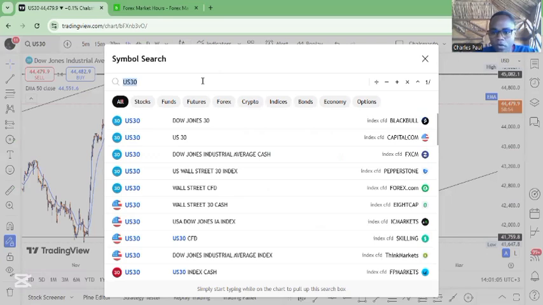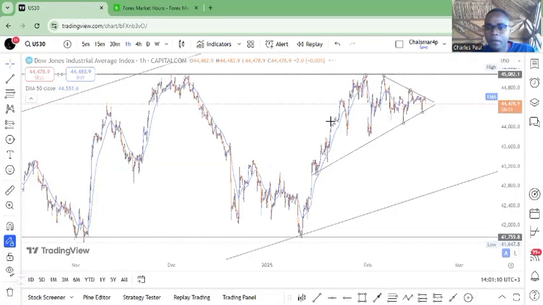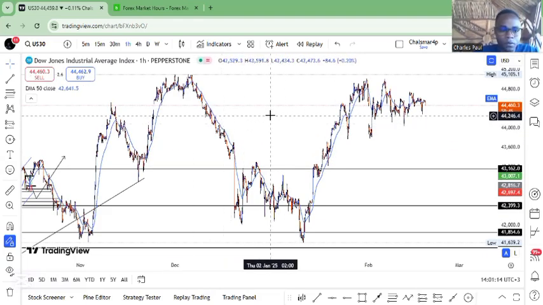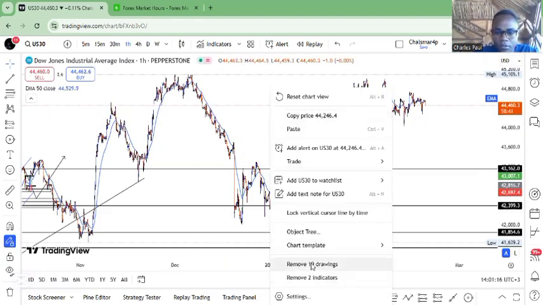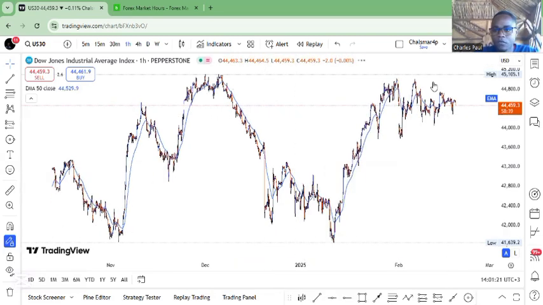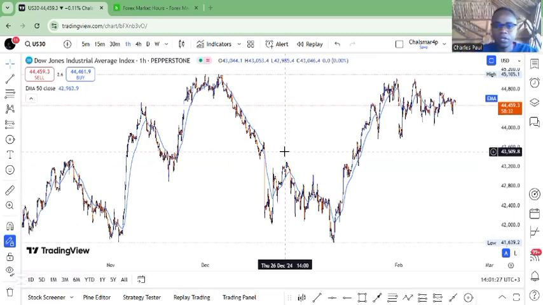Now let's have a quick analysis on US30, guys. Let's have a quick analysis on US30 as we are waiting for the New York session open.